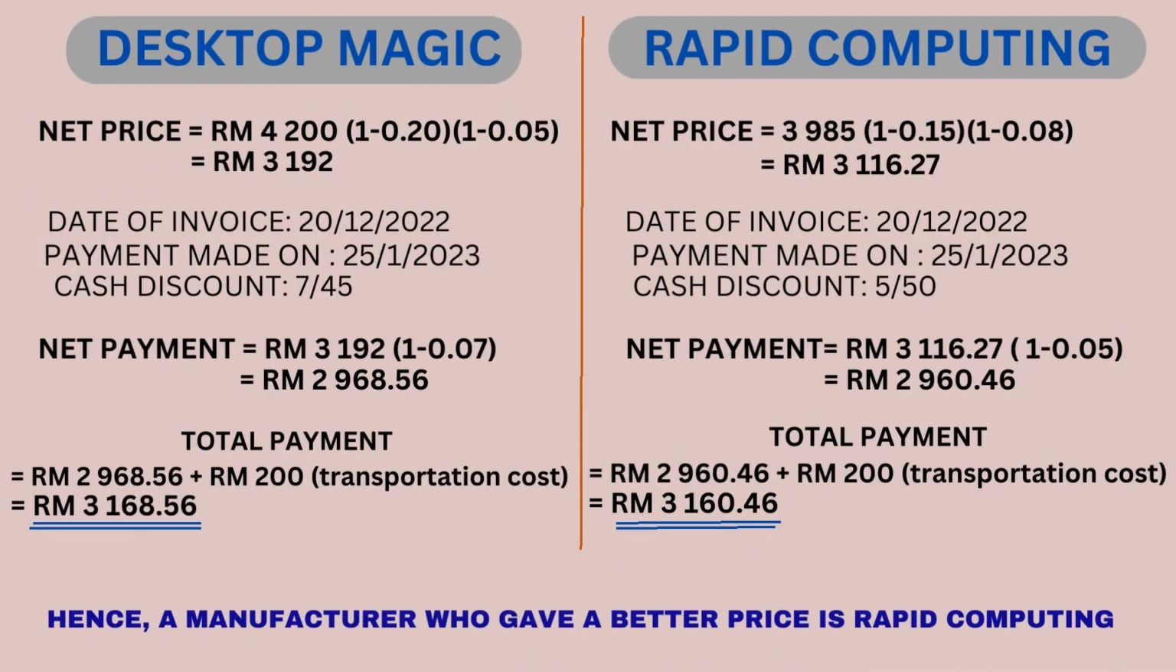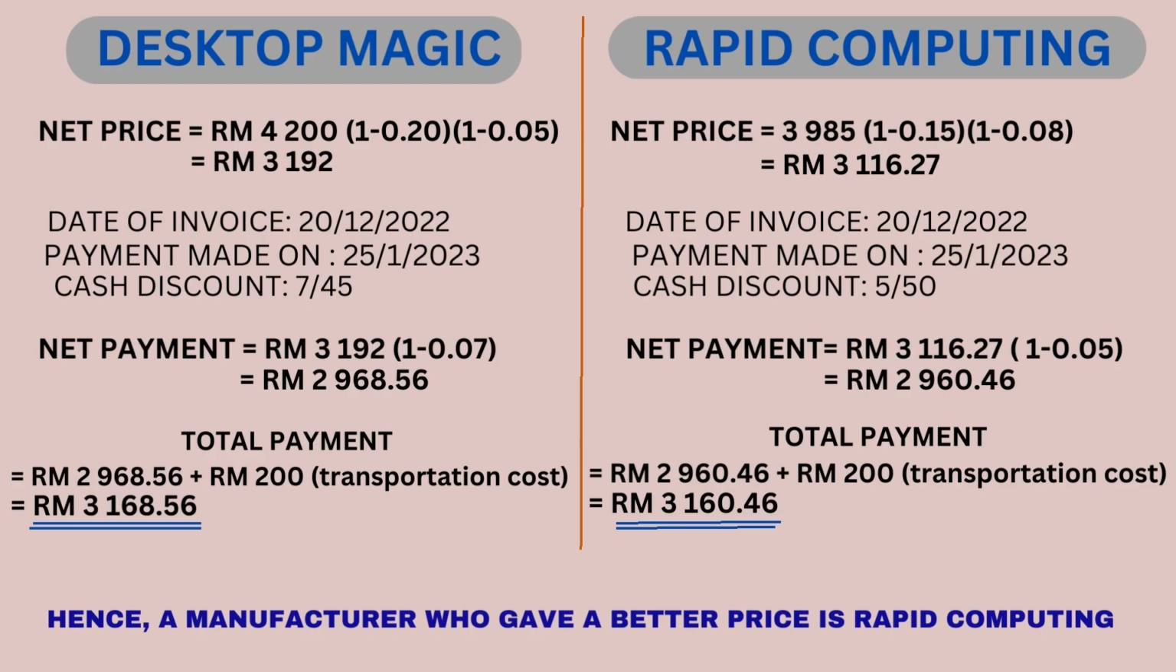So let's find the manufacturer who gave a better price. The formula for net price is equal to list price multiply 1 minus D1 multiply 1 minus D2. Substitute into the formula. For the laptop from Desktop Magic, the net price is 3,192 ringgit, and the net price for the laptop from Rapid Computing is 3,116 ringgit 27 cents.